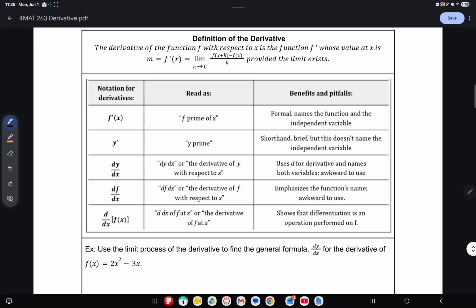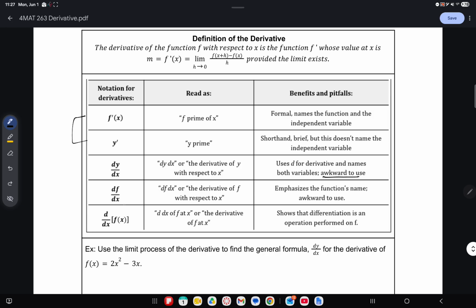All of these are for derivative. So you have y with an apostrophe, read as y prime. We have dy dx, where we say it just like I just did, dy dx, or the derivative of y with respect to x. It's awkward to use. It's just a lot to write. I use it when we get into concepts like related rates. I typically am between these two as a personal preference.